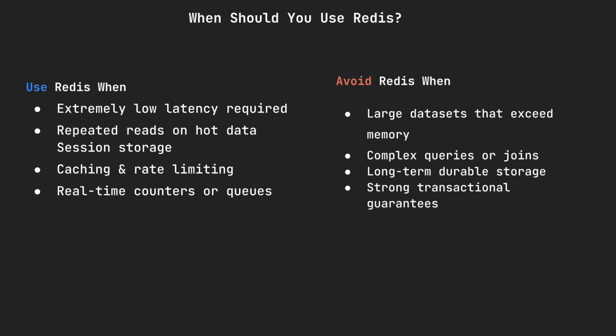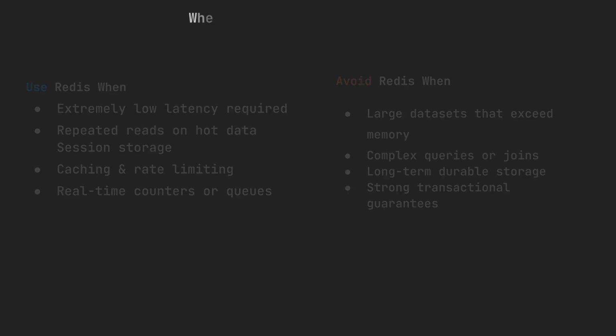However, Redis should not be used as a primary database for large or highly durable datasets due to its memory-based nature. In most systems, Redis complements databases. It does not replace them. Redis trades durability for speed, intentionally.